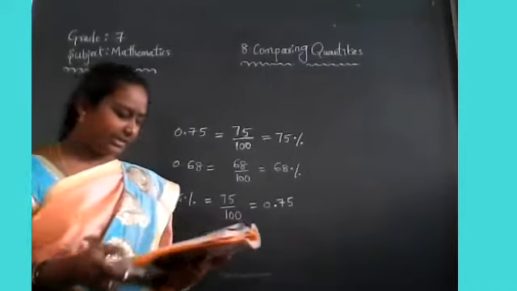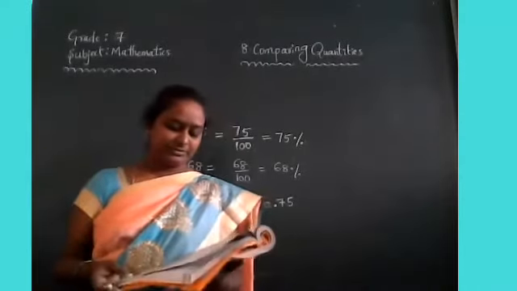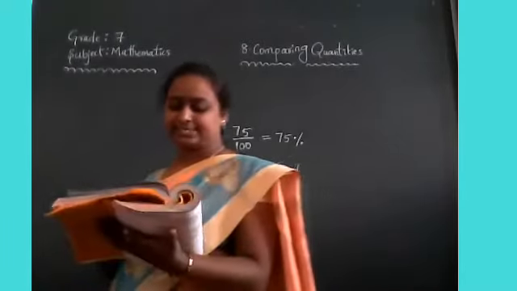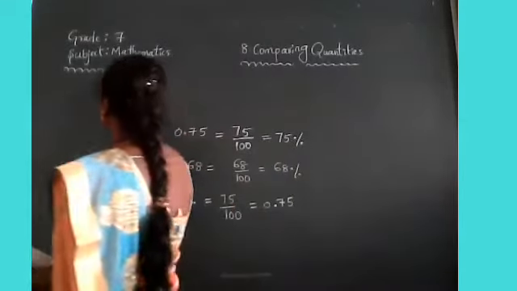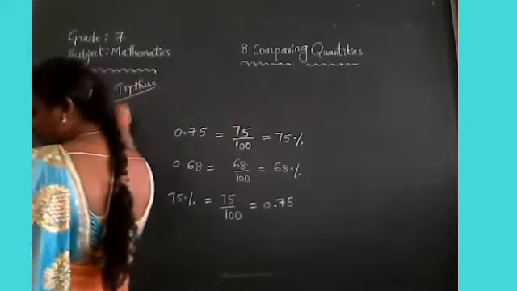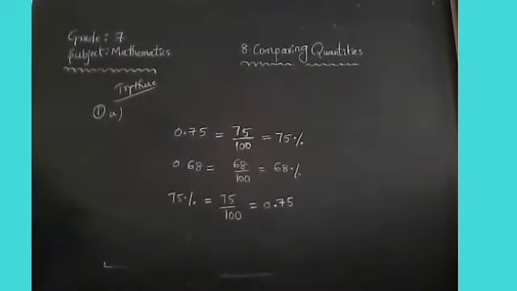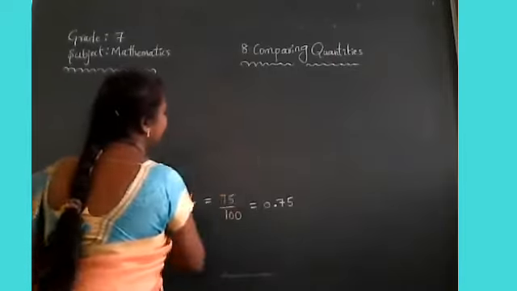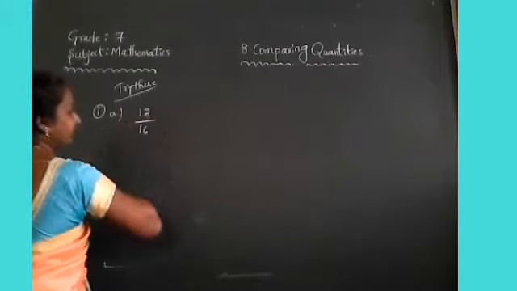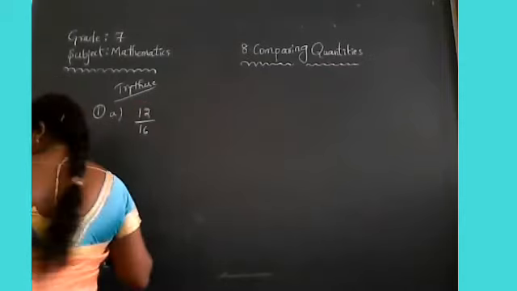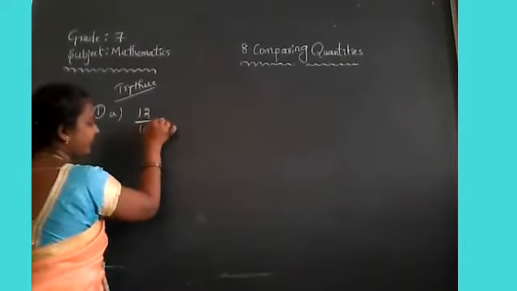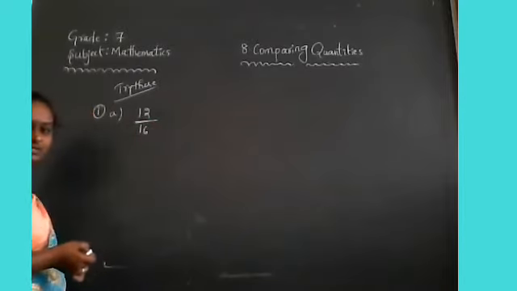Page number 161. Try this. Convert the following to percents. First, A: 12 by 16. How to write this? Try these problems. So we have to convert to percent. Is 12 by 16 a fraction or not? Yes, it is a fraction. The fraction is not having the denominator 100, so that's why we have to convert.